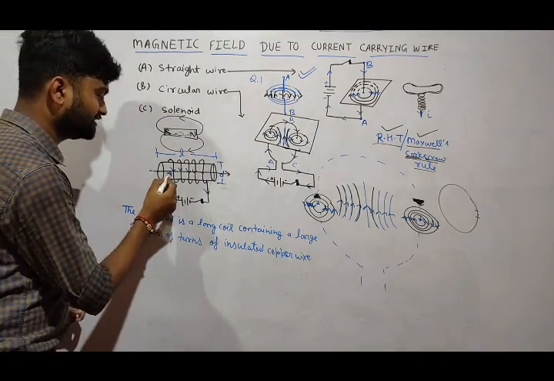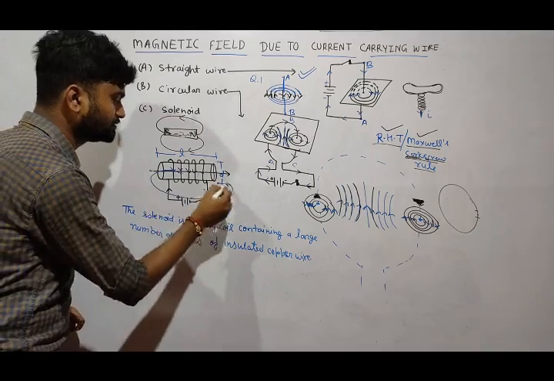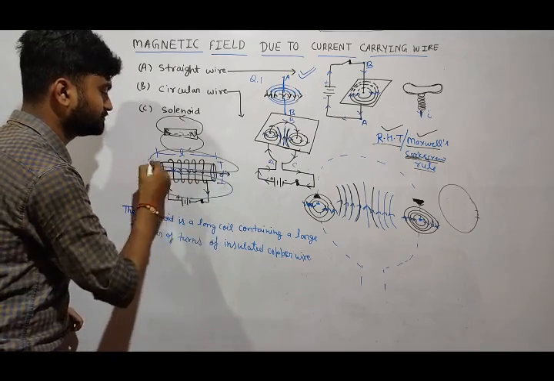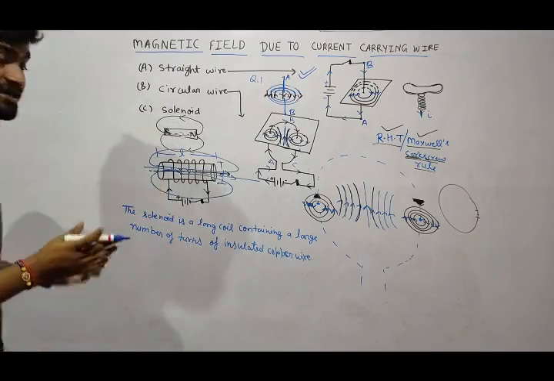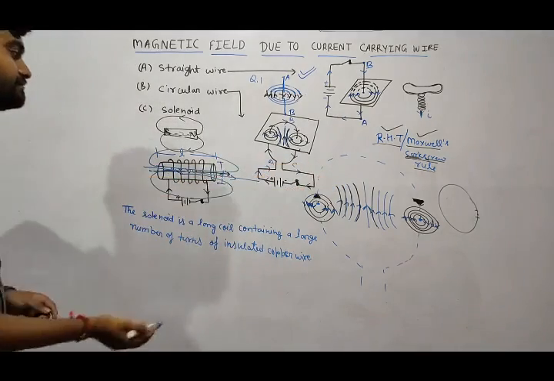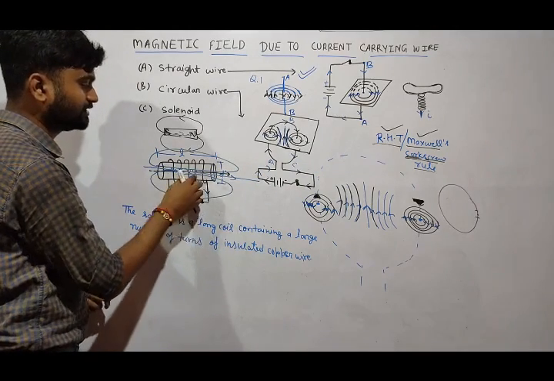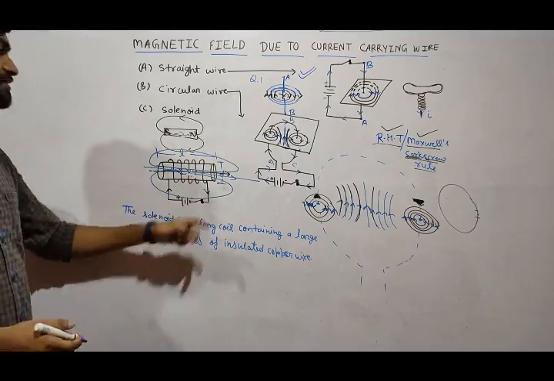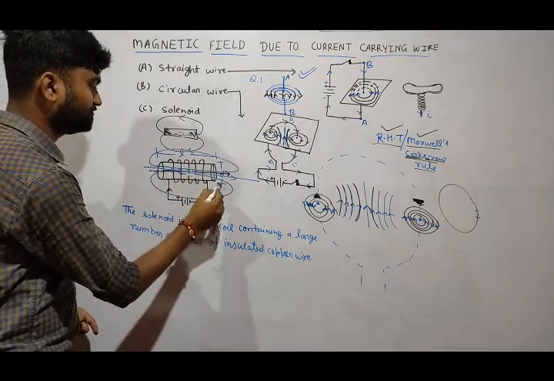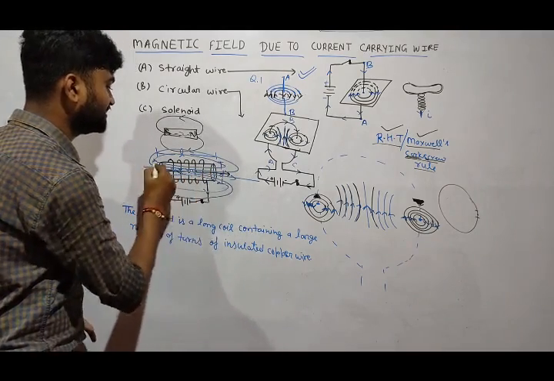Here is also a closed magnetic field. Magnetic field lines are always closed. So this is the direction, and at the center, the magnetic field lines are very straight. This is the shape of the magnetic field.